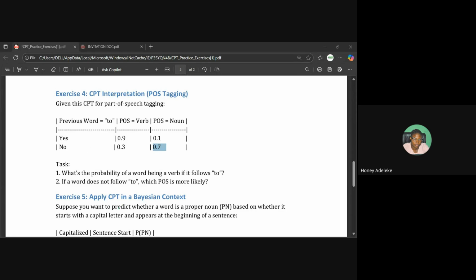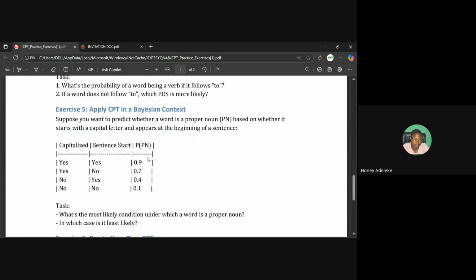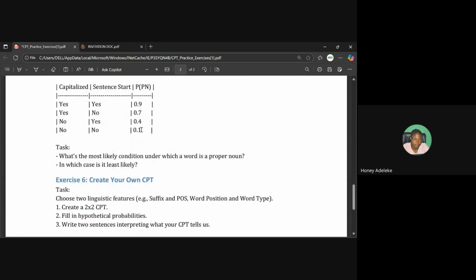All right, so let's quickly move to exercise 5. It says apply conditional probability in a Bayesian context. So suppose you want to predict whether a word is a proper noun based on whether it starts with a capital letter and appears at the beginning of a sentence. So we have two conditions there, starting with a capital letter and appearing at the beginning of a sentence. So we have the table here.